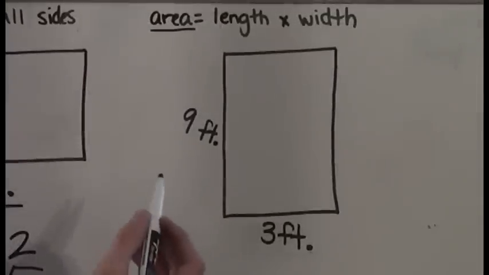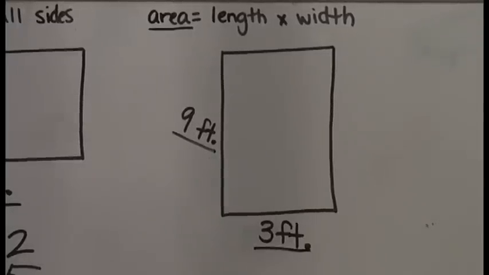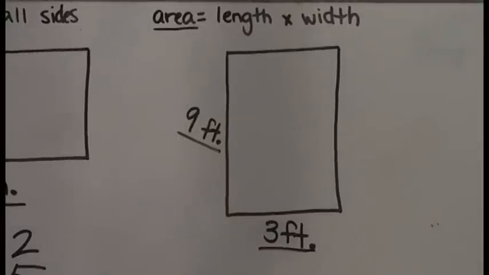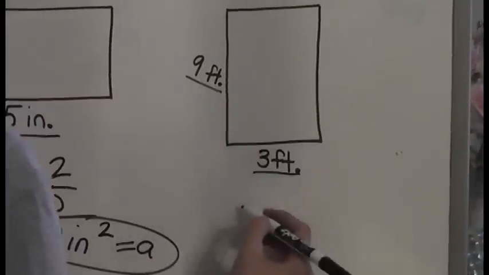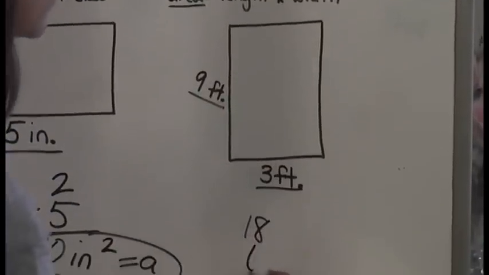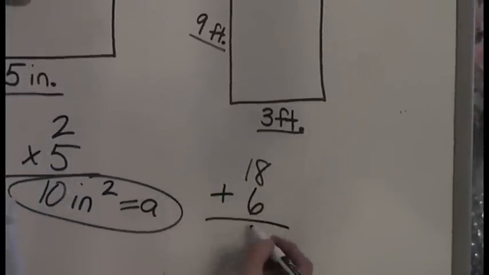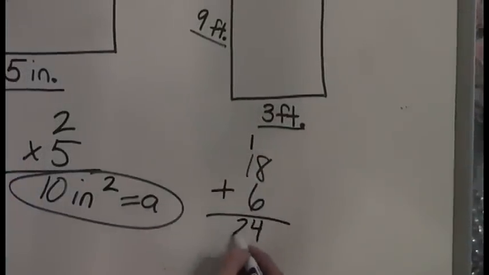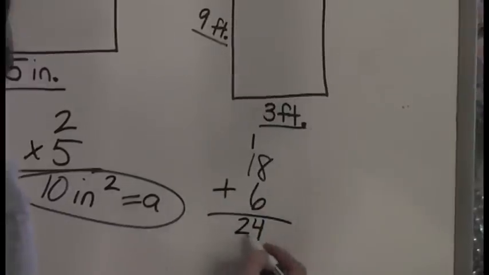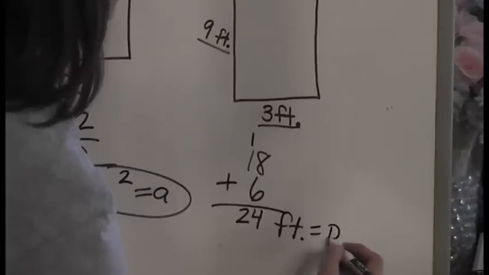For our final problem, we have a length of 9 feet and 3 feet. So to find our perimeter, we need to add those lengths together. So 9 plus 9 is 18, and 3 and 3 is 6. So we're going to add 18 plus 6. 8 plus 6 is 14. Carry the 1, and 1 plus 1 is 2. So our perimeter should be 24 feet. And we'll put equals P.